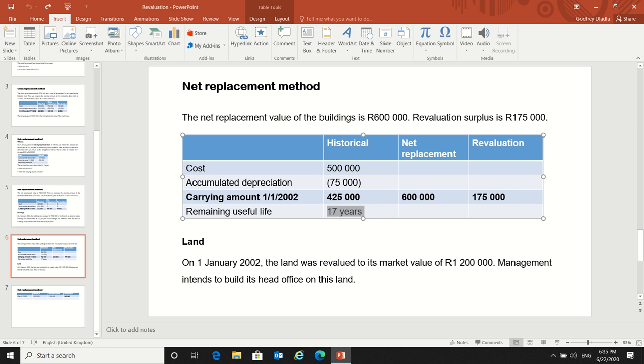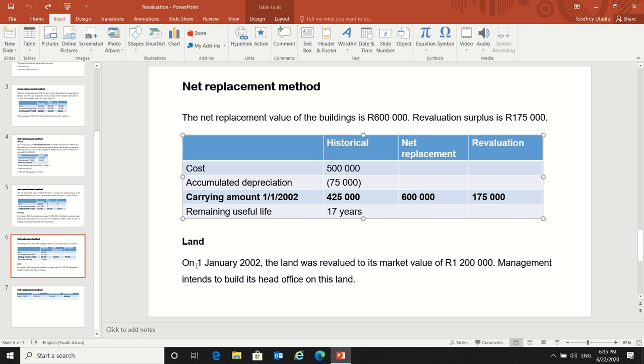So here they are saying the remaining useful life is 17 years. Obviously 5% is 20 years, so it tells you that this one is 3 years. So technically, how much are you depreciating it? At 25,000. If you look at it, it's 25,000. Right, so your revaluation surplus is 175 in terms of this. Net replacement is not that difficult, right?